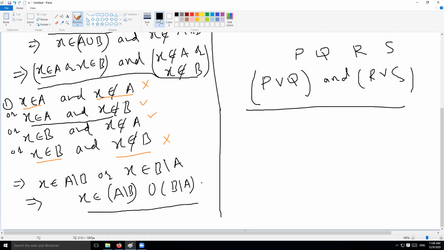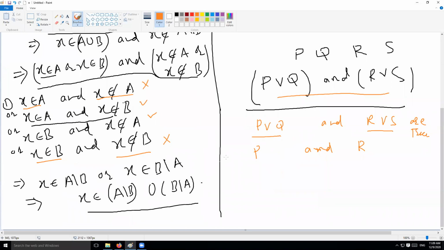You're going to say this entire statement would be true if both parts are true. Both (P or Q) is true and (R or S) is true. Yes. Now, when can that be true? One possibility is that P is true, from (P or Q), and R is true, from this. If P is true, then (P or Q) is true. If R is true, then (R or S) is true, and hence this entire statement is true.